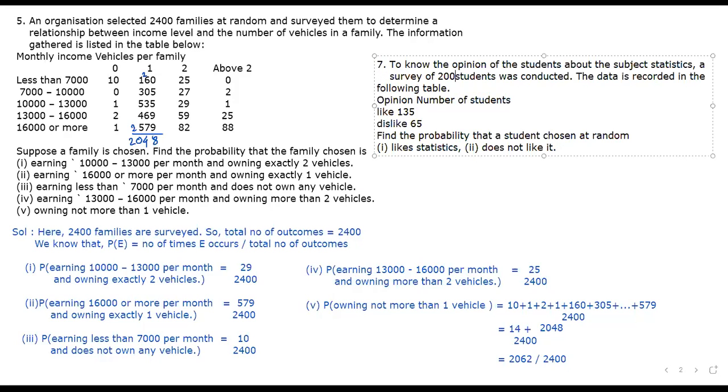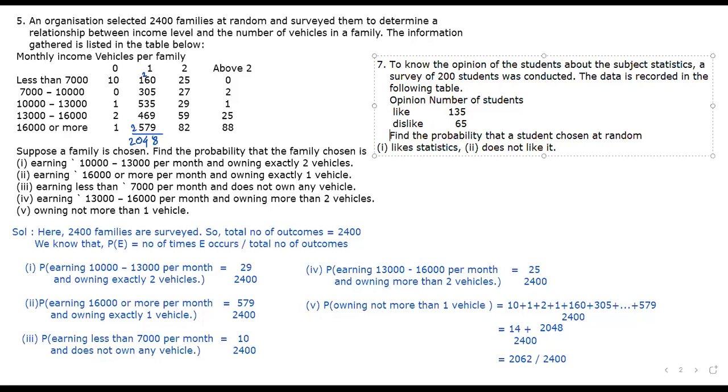A survey of 200 students was conducted. So what is the total number of students, the total number of outcomes? 200. How many like statistics? 135. And how many dislike? 65. So what is the probability that the students will like? 135 upon 200. And dislike? 65 upon 200.